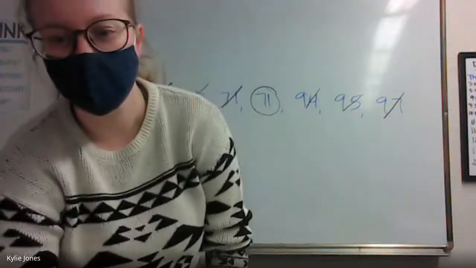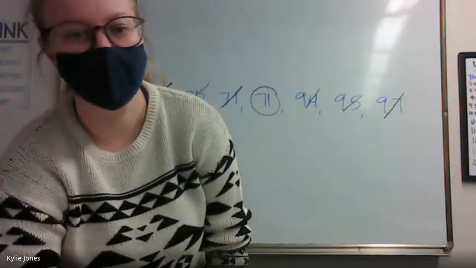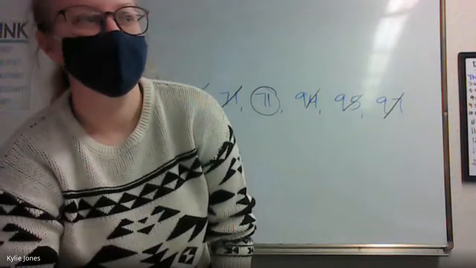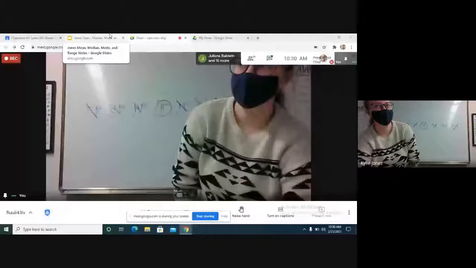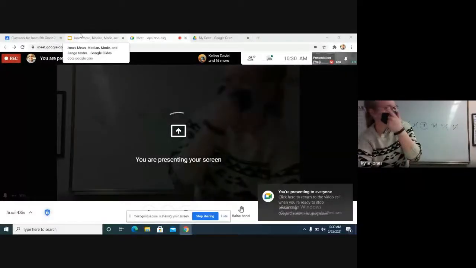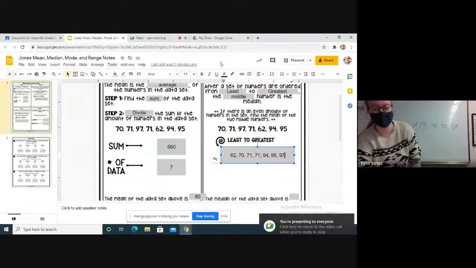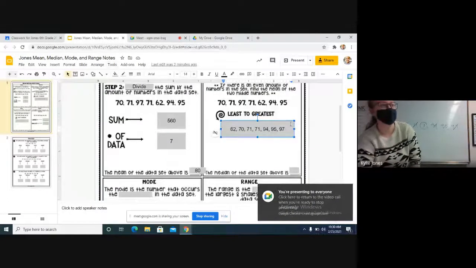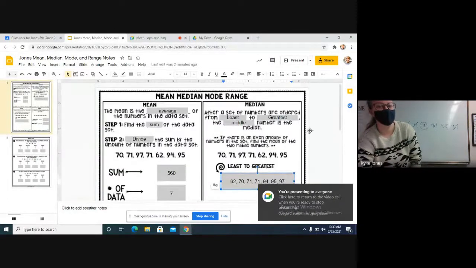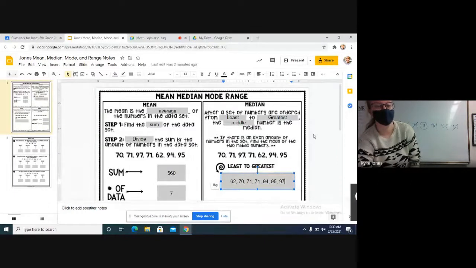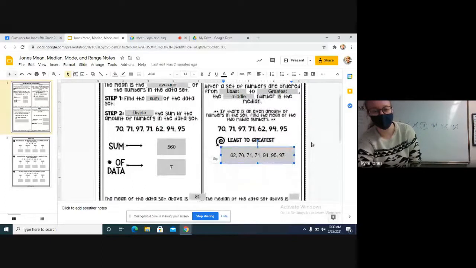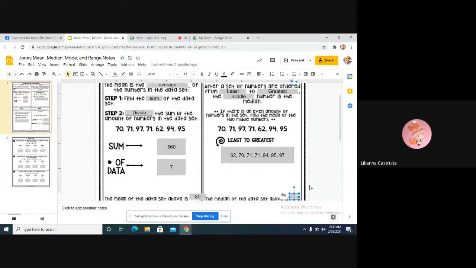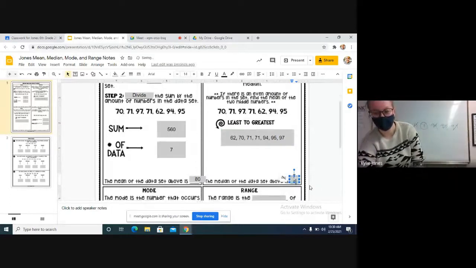So, when we go over to our notes, okay, head over to your notes. So, down below it says the median of our data set above is what? 71. Good. How are you guys doing so far? Is this making some sense?